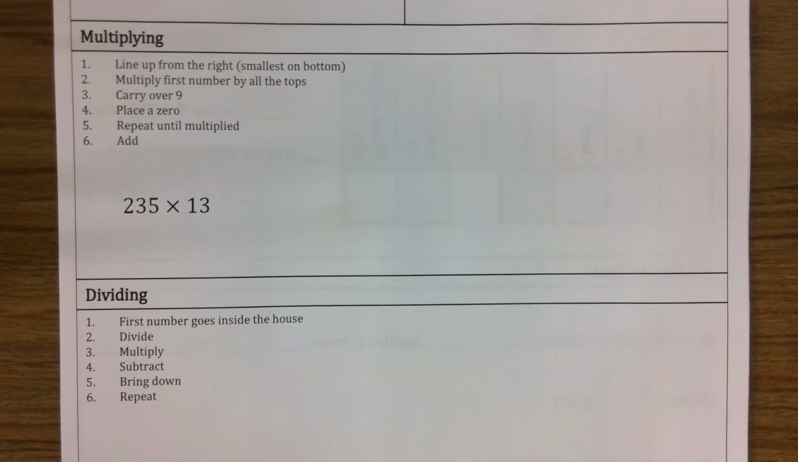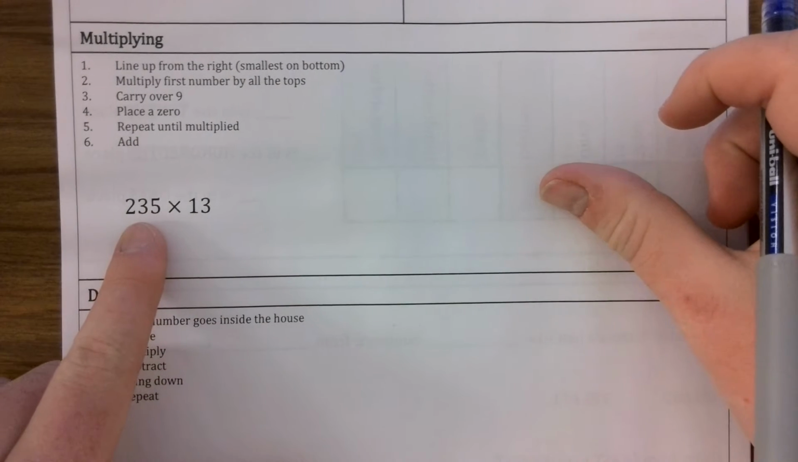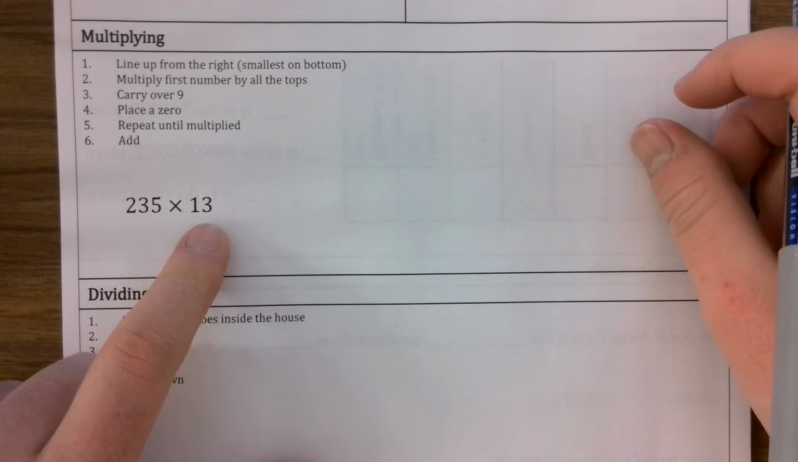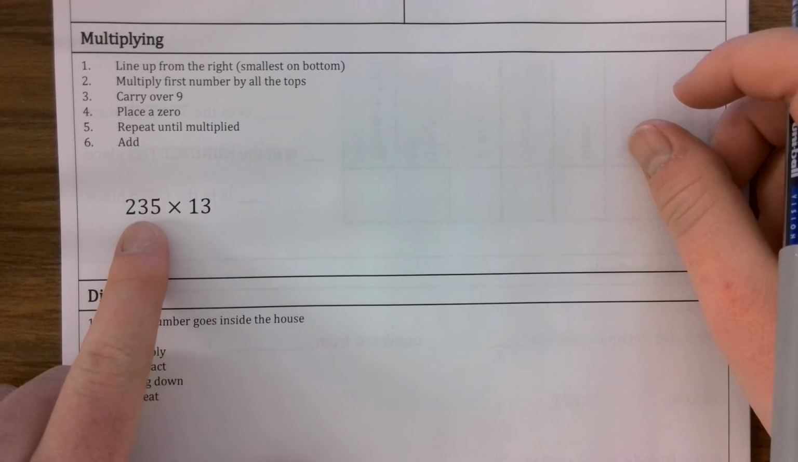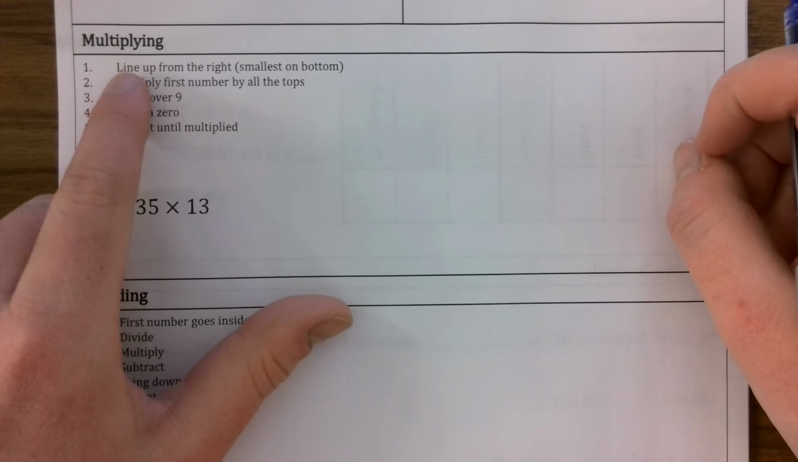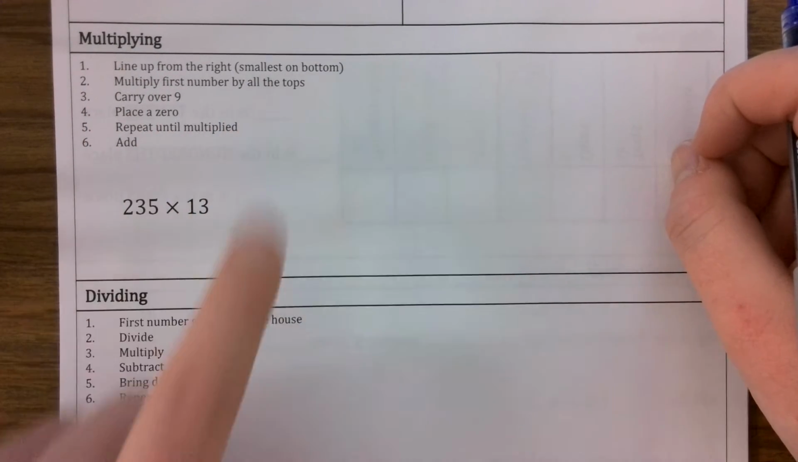All right, next we're going to look at multiplying. There's a little more steps here. So here's our example problem. 235 times 13. This might feel a little overwhelming because this is a pretty big number, but it's very doable, I promise. We're going to start by lining them up from the right with the smallest number on bottom.